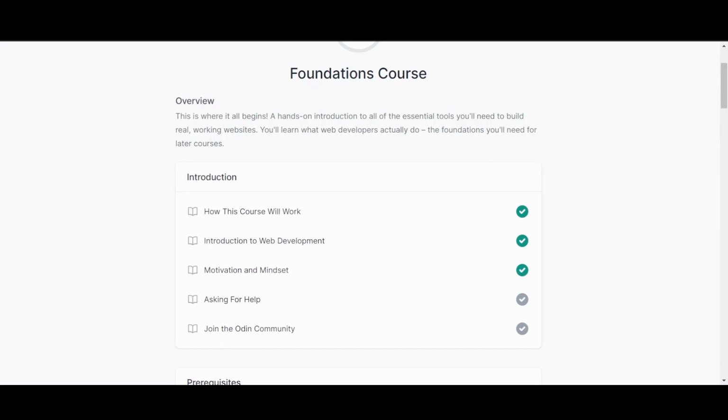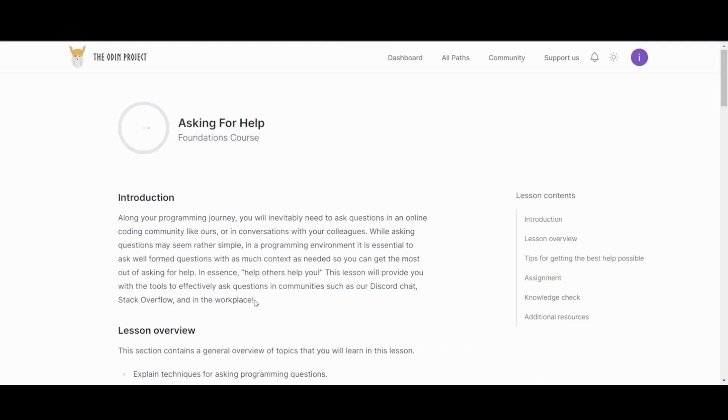In the last episode, we went through the motivation and mindset lesson in the Odin Project. The assignments were more about watching TED Talks and reading an article, so I went through that behind the scenes, and now we are here for the next lesson. The lesson of today is asking for help.